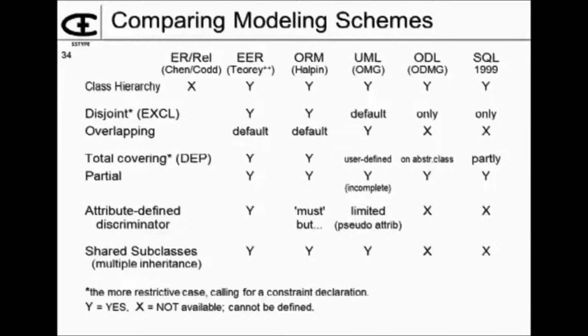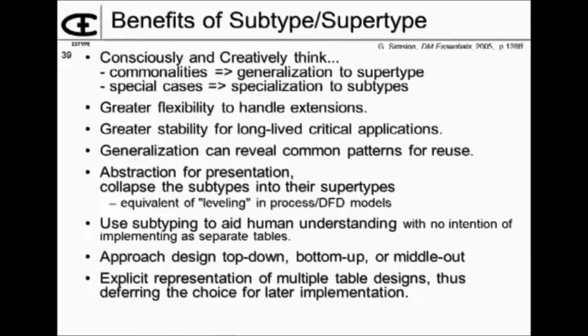So you'll see some of them have a default of either overlapping or disjoint. For some of them, there is only one possibility. You can't define the other. Okay? I'm not going to expect you, of course, to remember this, but all I want you to see is the big picture of what subtype supertyping is all about, and then be able to recognize, if you're using a particular modeling scheme, what it allows and what it doesn't allow, the limitations.